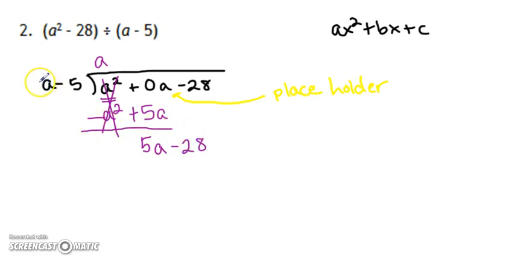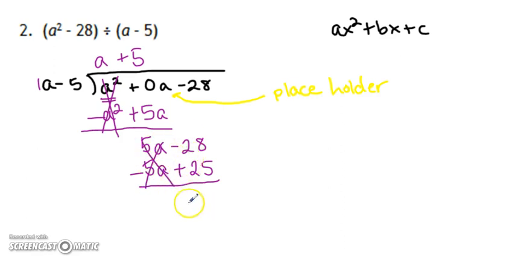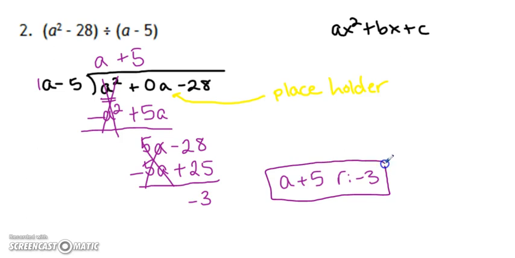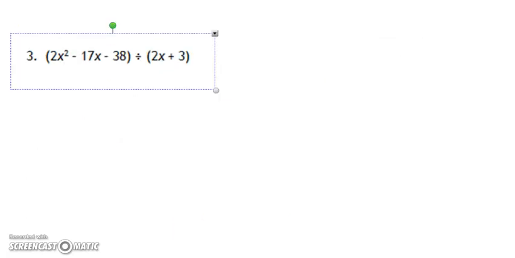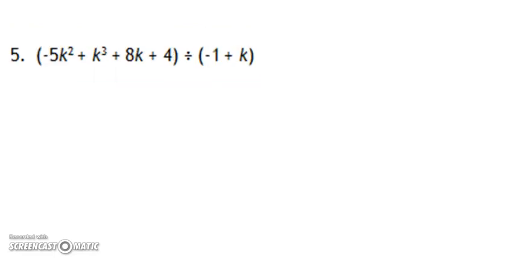Now to make this a, which has a 1 in front of it, 5a, I would multiply by 5, right? So that would get me 5a minus 25. I was thinking plus because I know it's going to switch signs. Okay, so that's going to leave me with negative 3. So it looks like I have a plus 5 as my answer with a remainder of negative 3. All right? Okay, let's see if there's one more that I'd like to do with you. Oh yeah, we'll do this one, problem number 5.